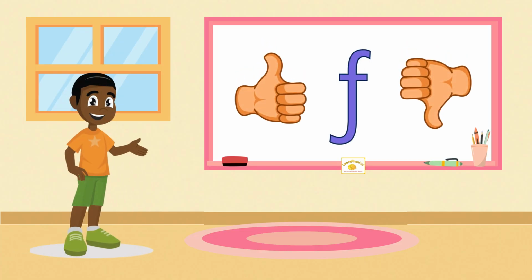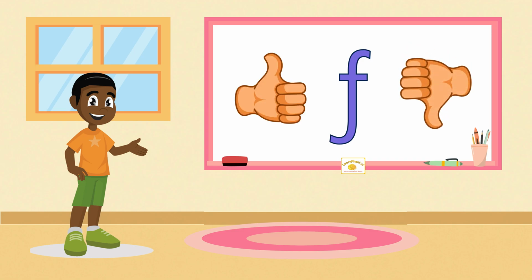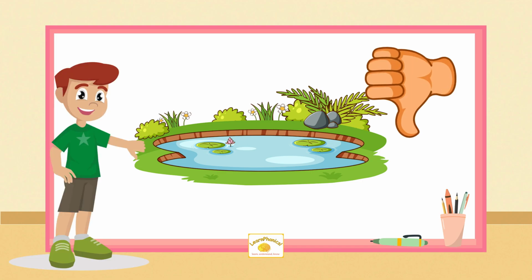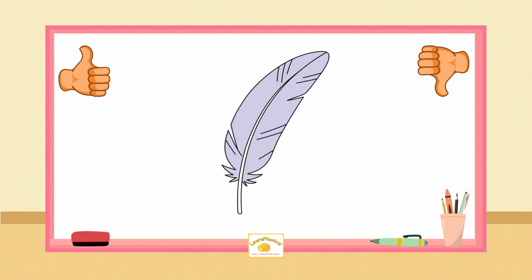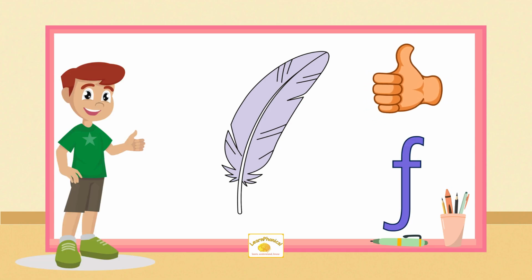Now we're going to play thumbs up, thumbs down. If the picture begins with F, you put your thumbs up. If it does not begin with F, you put your thumbs down. Are you ready? Does pond begin with F? No, pond does not begin with F. Does feather begin with F? Yes, feather begins with F.